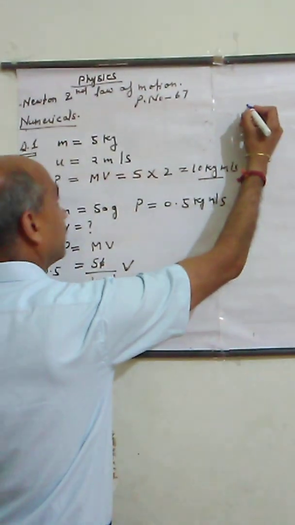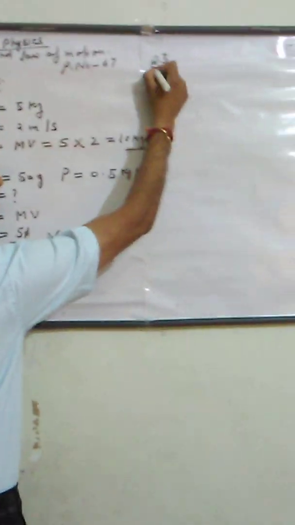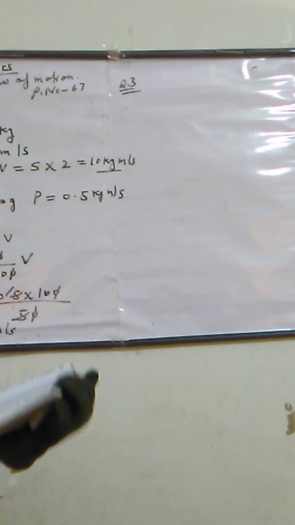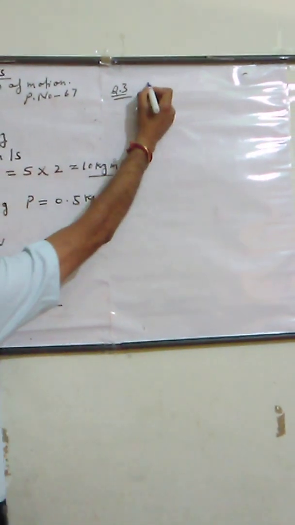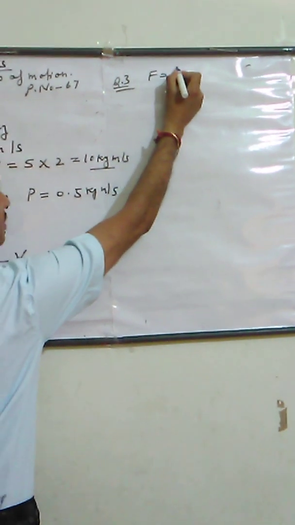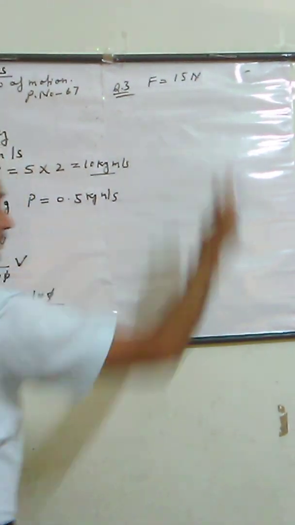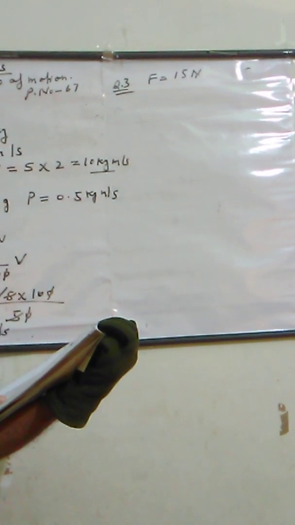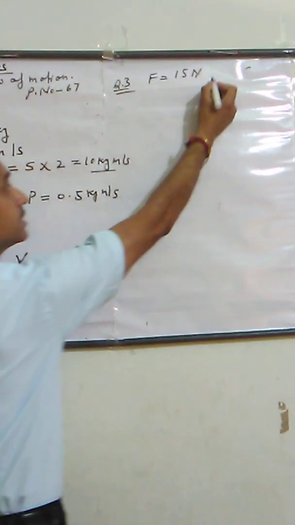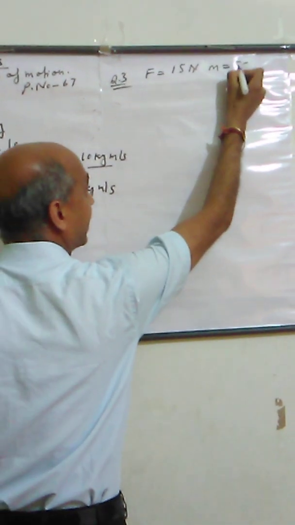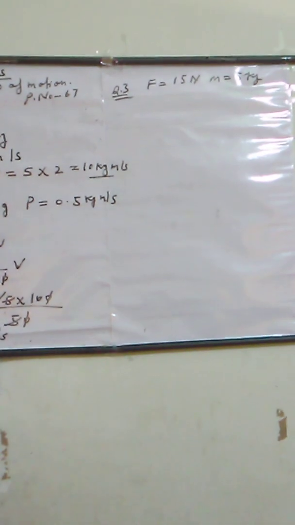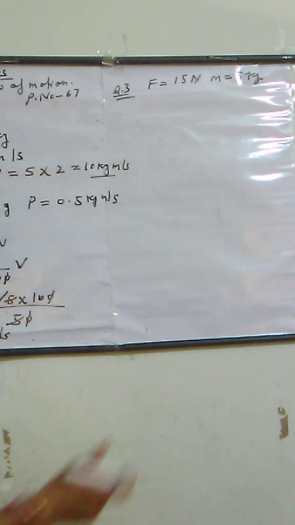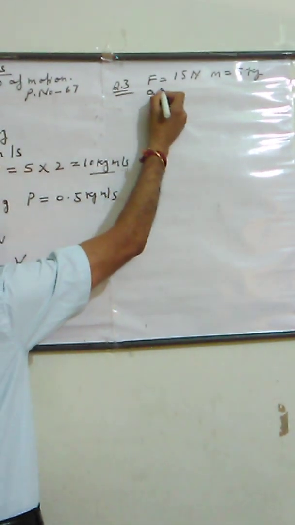Now coming to question number 3. In question number 3, he is saying a force of 15 Newton. The force F is given to us. It is 15 Newton, and it acts on a body of mass 5 kg. The mass of the body is given to us, the mass is 5 kg. He is asking you to find the acceleration produced. So what we have to do, we have to find the value of a.